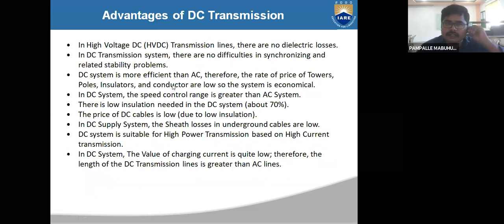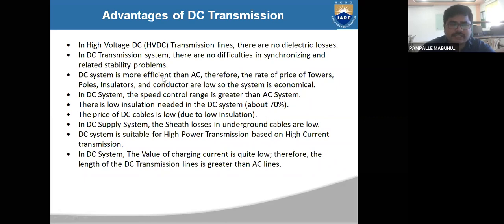And in the DC transmission system, you will generally not have any difficulties while synchronizing, and you will not have stability problems either. Synchronizing problems and stability problems will be minimum in the DC transmission system, and you will also not have any dielectric losses. Right, dielectric losses are observed when there is a capacitance parameter. In DC systems, you will not have inductance and capacitance effects. So because of that, there are no dielectric losses in the DC transmission system.